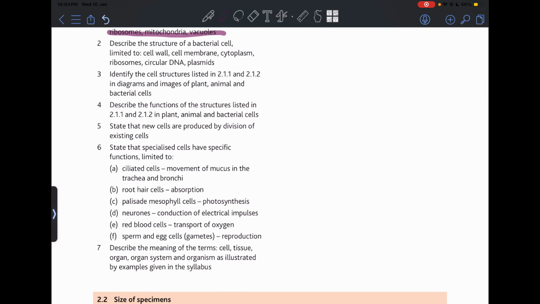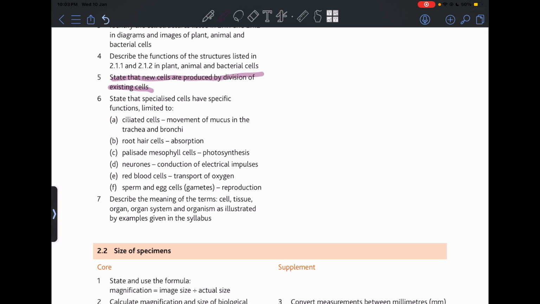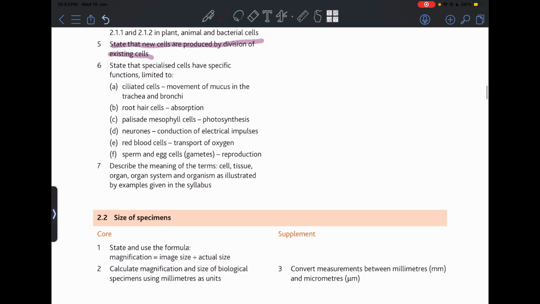And you have to also know that new cells are produced by division of existing cells, and you have to know that specialized cells have specific functions, limited to ciliated cells. You have to know the functions, and you have to know the specialized cells. So the first one that you have to know is ciliated cells, the movement of mucus in the trachea and bronchi. So there are ciliated cells in the trachea and bronchi, and they are used for moving the mucus around your throat and like that.